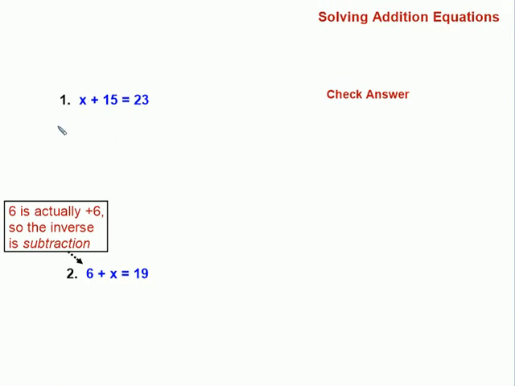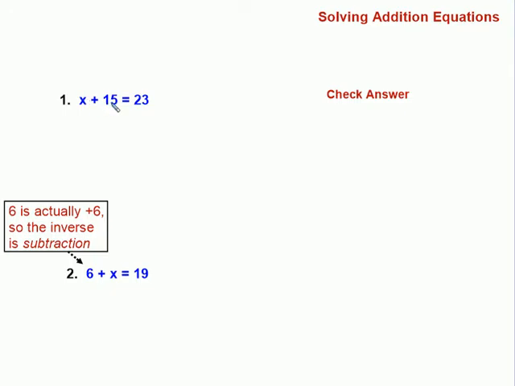Let's take what we learned and put it into practice. Here we have an equation. X plus 15 is equal to 23. We don't know the value of x, so that's what we have to find. And we're going to do that by following our 3 steps. Step number 1, get x all by itself. So we need to find a way to get x all by itself.